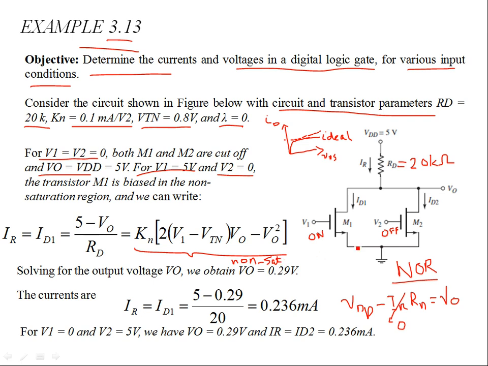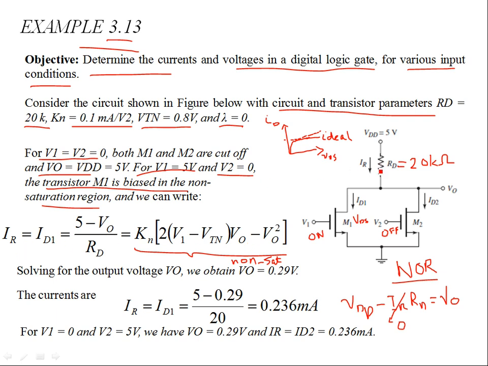So it is in non-sat because your VDS is decreasing. Even if you're applying a high input voltage like VDD, 5 volts, this causes the current to increase, and when the current increases, your output voltage decreases. So basically the output voltage is VDS, so the VDS over here decreases. When VDS decreases, you shift your transistor operation from the sat region to the non-sat region. So transistor M1 is biased in the non-sat region. So that's why we are using this equation for non-sat IV.